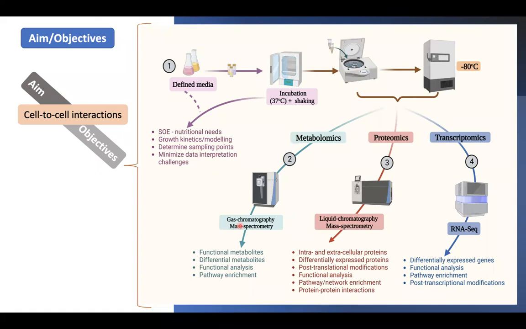And the rationale for doing that was to determine the functional metabolites, also to determine differential metabolites and do functional analysis and pathway enrichment, in order to see the variation of the metabolites that are being expressed by these two isolates when they are in single culture and also when they are in co-culture, and to be able to have an idea of what is actually happening in the co-culture that makes them different in terms of their behaviors when they were administered to these animals in single culture.